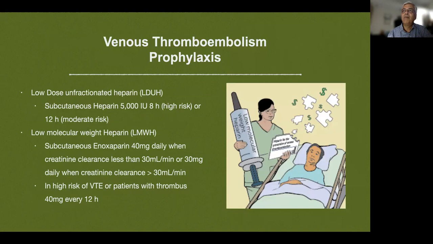As I said earlier, the common method of giving prophylaxis is using low-dose unfractionated heparin. The dose generally given is heparin 5,000 international units subcutaneous 8 hourly in patients who are at high risk, or 12 hourly in patients who are at moderate risk. You can also use low molecular weight heparin, LMWH, generally given subcutaneous, for example, enoxaparin, 40 milligrams daily when creatinine clearance is less than 30 ml per minute, or 30 milligrams daily when the creatinine clearance is greater than 30 ml per minute. In patients who are at high risk of thromboembolism, we should give at least enoxaparin 40 milligrams every 12 hours.